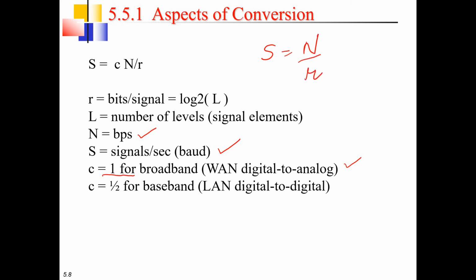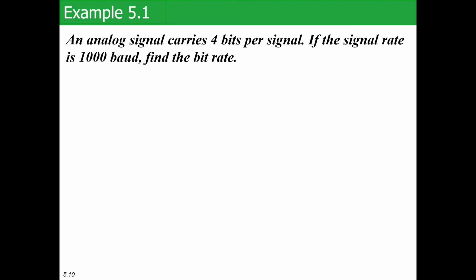All right, now let us give an example. An analog signal carries 4 bits per signal. If the signal rate is 1000 baud, find the bit rate.